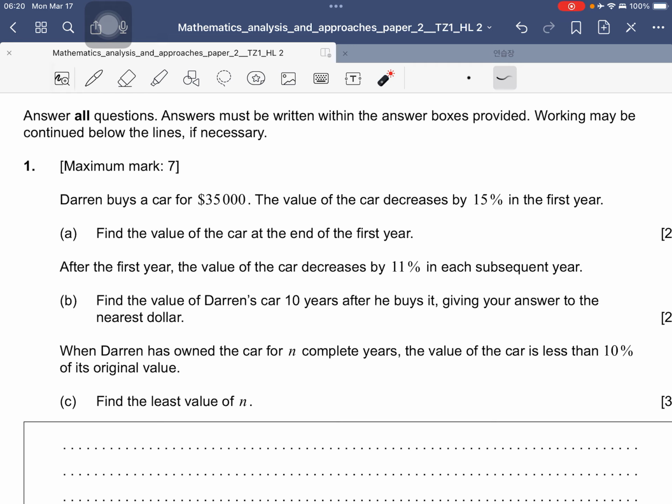Darren buys a car initially at $35,000. The value of the car decreases by 15% in the first year. Part A: find the value of the car at the end of the first year.